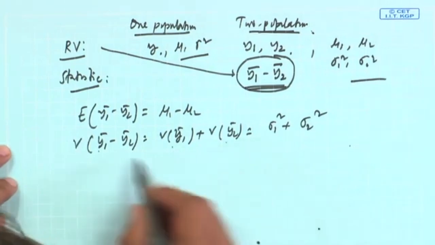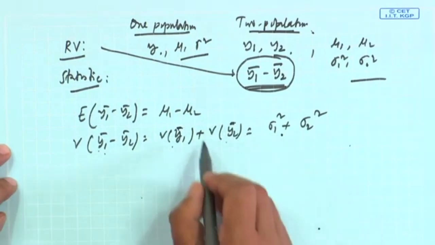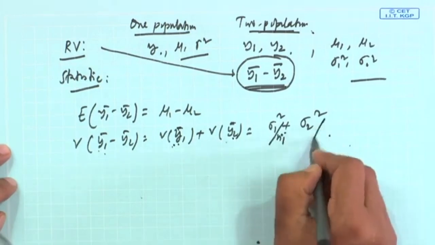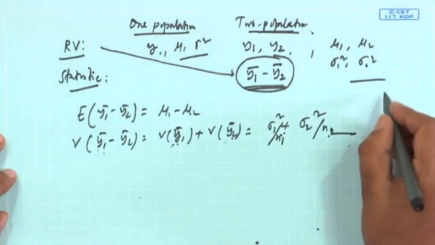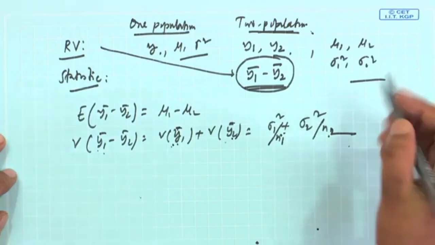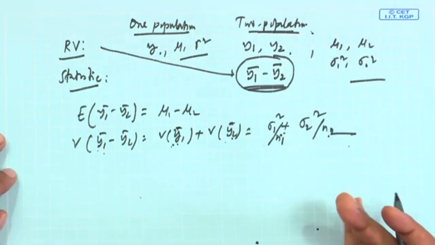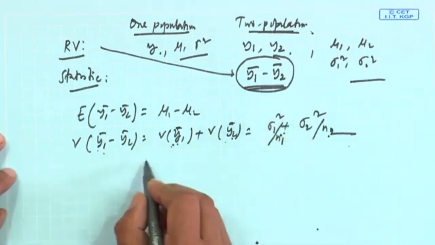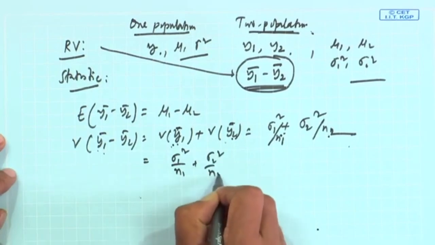So, is it correct that the variance of y 1 bar minus y 2 bar will be this? If it is y 1, y 2, this is correct. If it is y 1 bar, y 2 bar, it is not correct. This will be divided by n 1 and n 2. Because I told you in the last class that if y is normally distributed with mu and sigma square, and y's variability is sigma square, then y bar's variability will be sigma square by n. So, that means this is sigma 1 square by n 1 plus sigma 2 square by n 2.